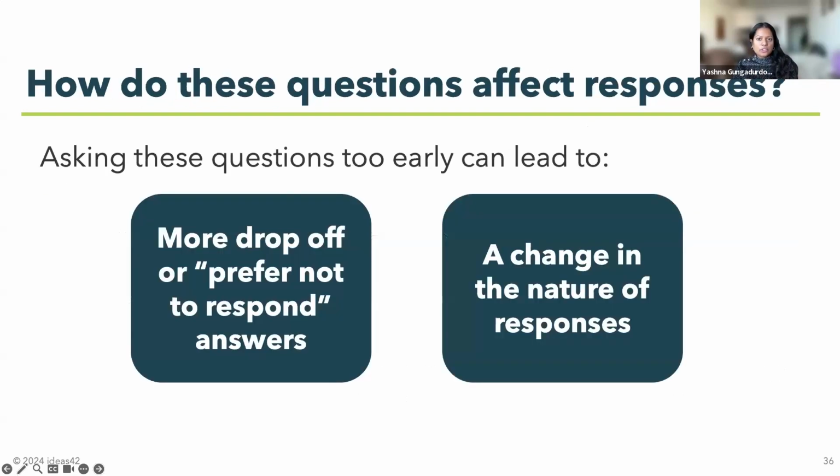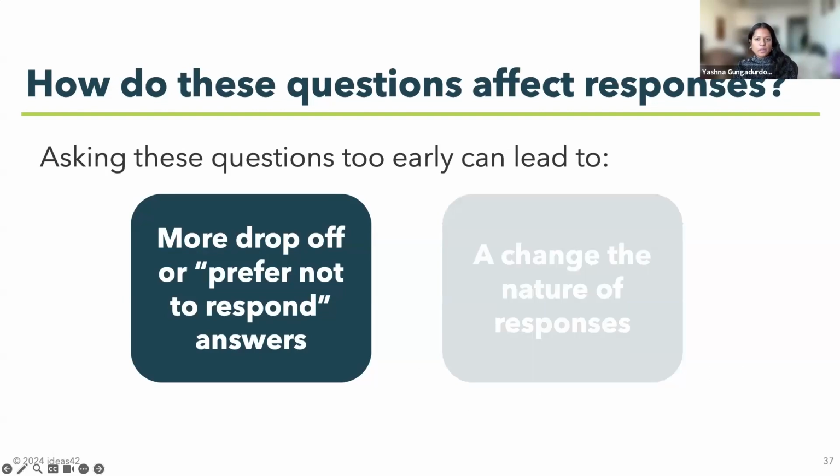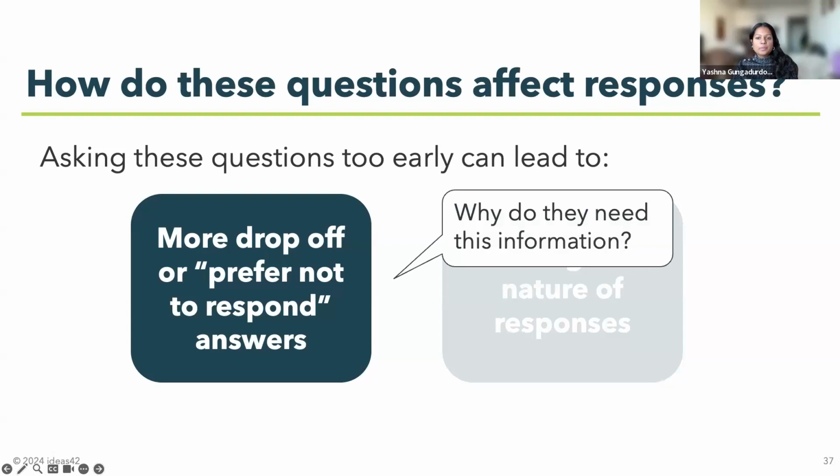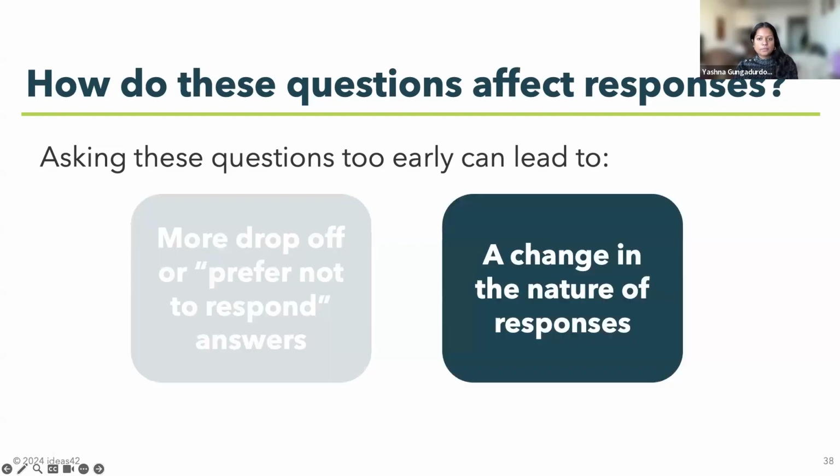So what are the disadvantages? Asking these questions at all, and especially too soon, can affect responses in two ways. First, it can lead to more drop-off or prefer not to respond answers. A big reason why this happens is because it puts people on guard. In some cases, people will decide they're not going to fill out your survey because they prefer to avoid giving out information about themselves or are a bit suspicious of you, really. Or they'll still fill things out, but will answer with prefer not to respond because they do not feel comfortable sharing that sensitive information yet.